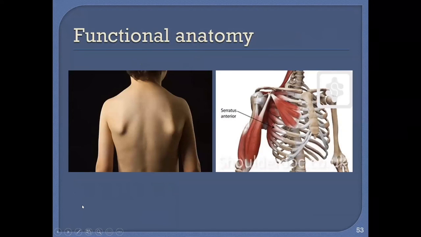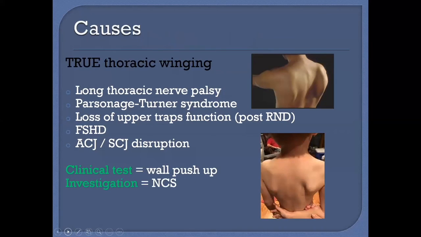And so they might represent, you'll still see a winging scapula. Just thinking about the associated anatomy, you've got your serratus anterior, which helps to flatten it, and also the trapezius. Just to differentiate between the true thoracic winging, which is where you get gross winging of the medial border of the scapula as the arm is elevated.